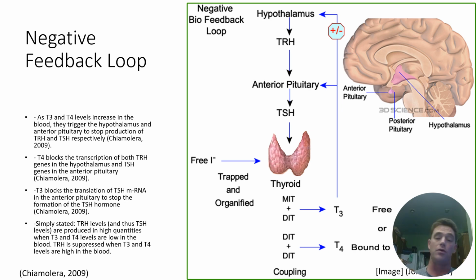So negative feedback here: as T3 and T4 levels increase in the blood to a certain extent, they're going to shut off at the hypothalamus. Specifically, they're going to act at the DNA level, and block the transcription of the actual genes that would produce TRH, or thyroid releasing hormone, in the hypothalamus itself. So we're not even going to produce TRH, and it does the same thing for TSH in the pituitary. So it's going to act at the DNA level on transcription and block the activation of those genes. So no genes, no transcription, no proteins, no hormone. It actually goes all the way down to the DNA level.